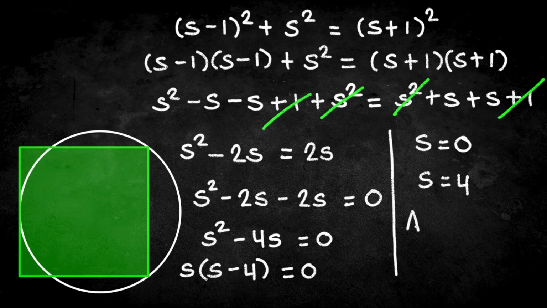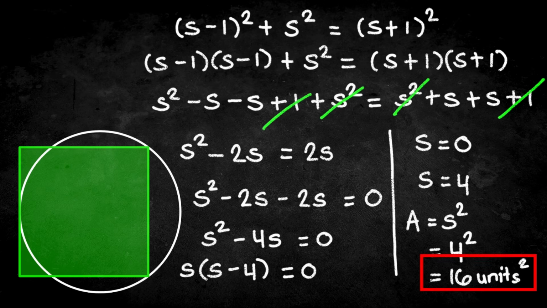The formula for the area of a square is side squared. Substitute s equals 4. Therefore, the area of the square is 4 squared, which is 16. The area of the square is 16 square units.